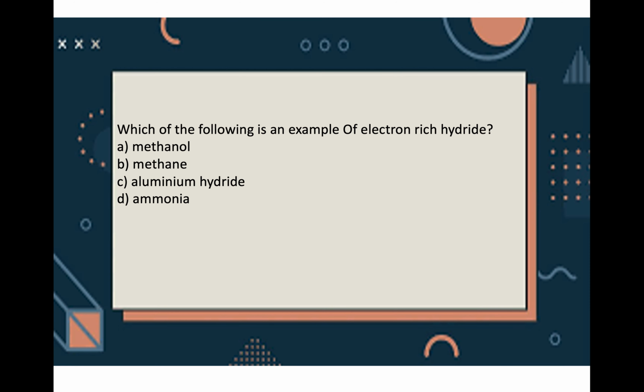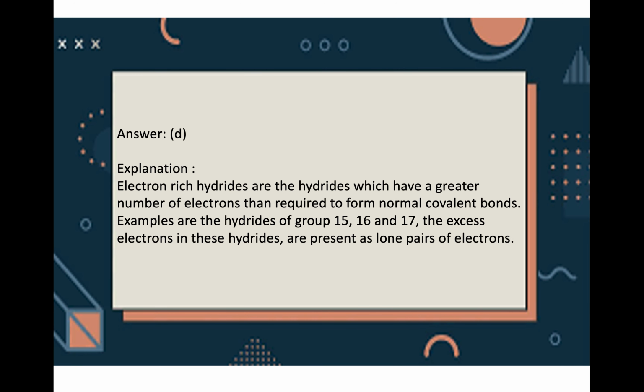Next question is, which is an example of electron rich hydride? A. methanol, B. methane, C. aluminum hydride and D. ammonia. Answer is D, ammonia. So electron rich hydrides are what? They are hydrides with a greater number of electrons than is normally required to form normal covalent bonds. Examples are hydrides of group 15, 16, 17, etc. The excess electrons in these hydrides are present as lone pairs of electrons.